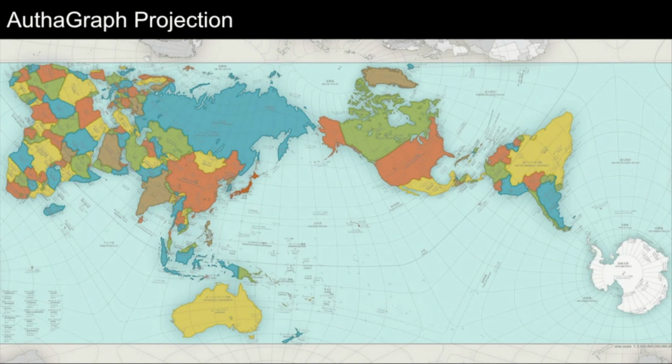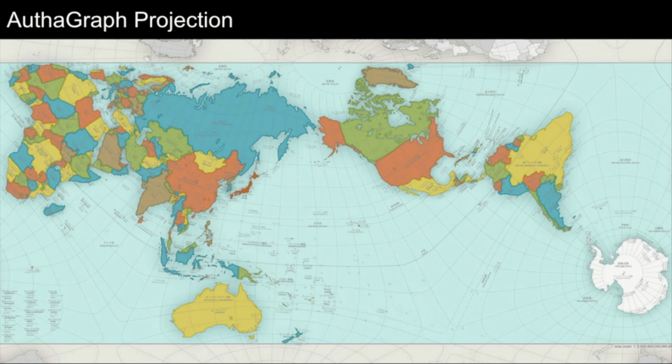He divided the Earth's surface into 96 triangles. He transferred those 96 triangles onto a four-sided polygon called a tetrahedron. Basically looks like a three-sided pyramid with a bottom. He then unfolded that shape, the tetrahedron, into a rectangle. And this is the map that came out of that.